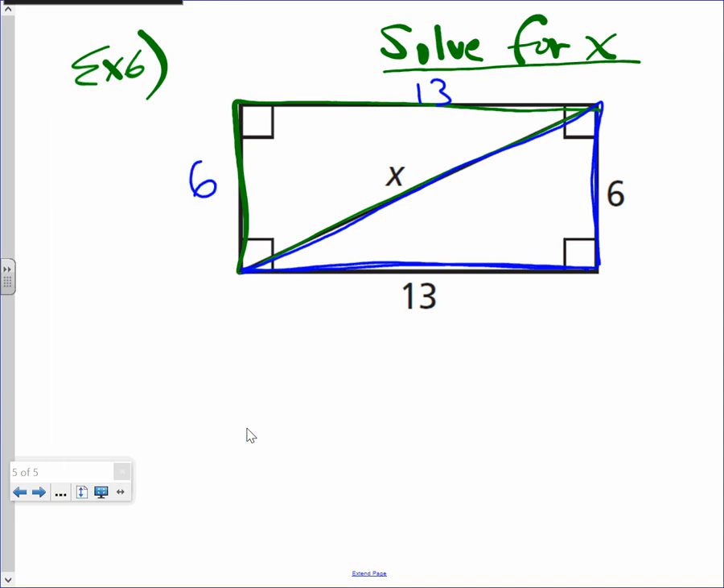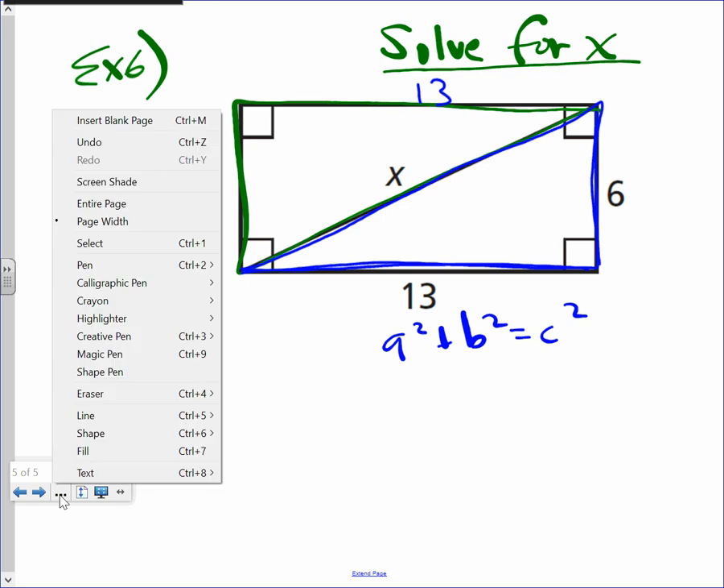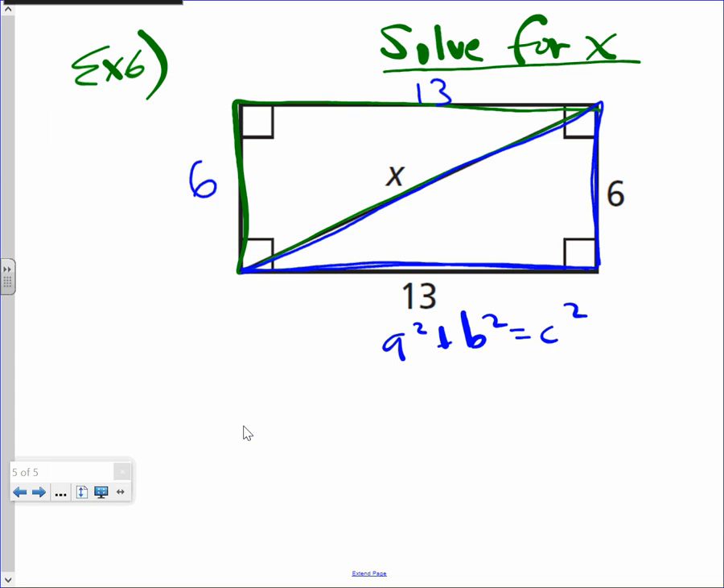Miss Munoz, what are my legs? On the blue one or the green one, they're the ones that make up the right angle. So a squared plus b squared equals c squared. So 6 and 13 are my legs. So 6 squared plus 13 squared is c squared.